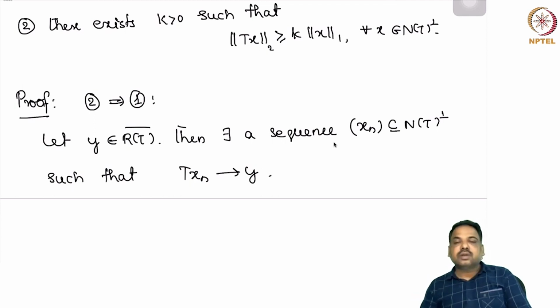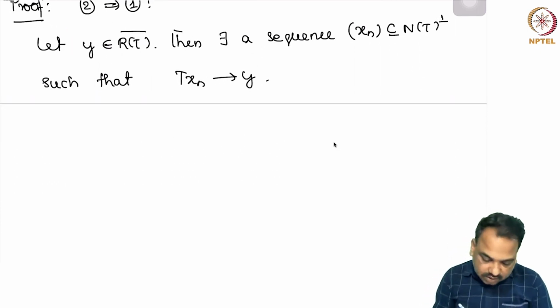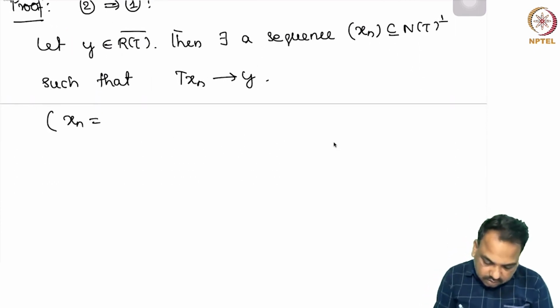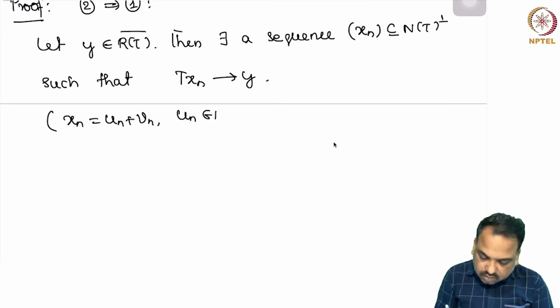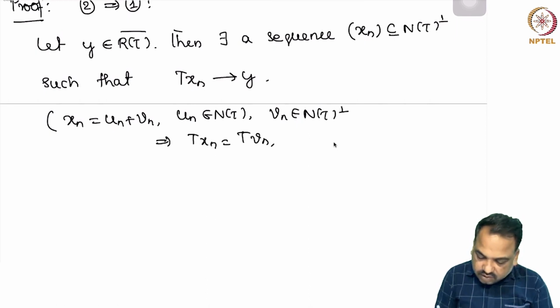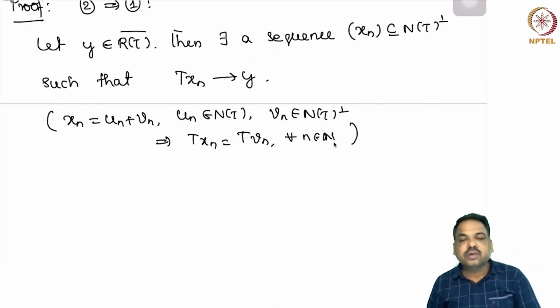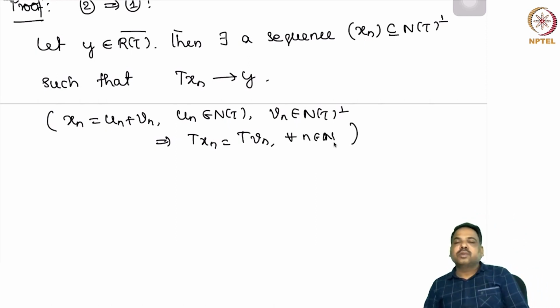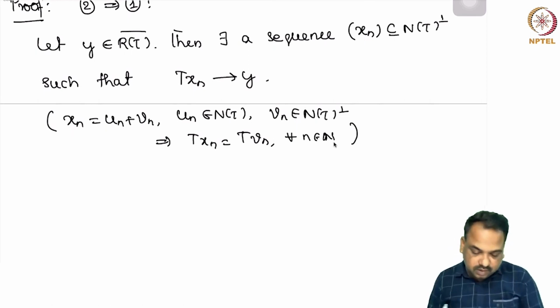So we can write down the sequence which we are getting from null space of T perp. That is enough for our purpose, because whenever we write xn as u plus v, where u is in null space of T and v is in null space of T perp, it implies Txn equals T of vn for every n. Hence we can choose a sequence directly from null space of T perp.